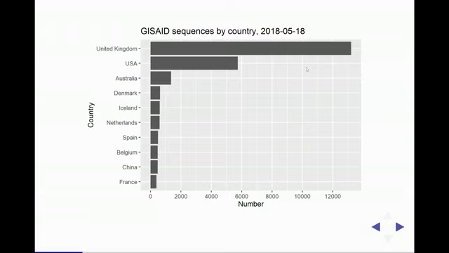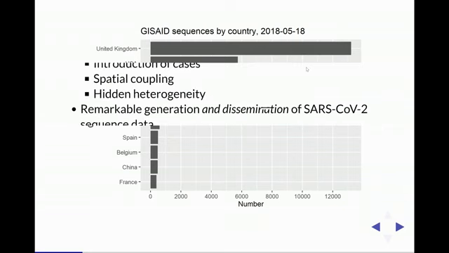As of the 18th of May, the sequences stored in GISAID were predominantly coming from the UK, largely due to this consortium, but we have around 5,000 or so from the US, and then on the order of hundreds for other countries. So the coverage of sequence data is not ideal. Where the epidemic is the most active, we don't have lots of data. Italy and Spain, for example, are not highly represented in this data set.